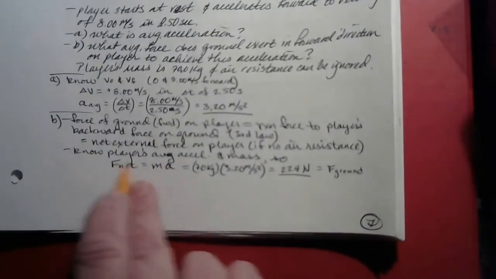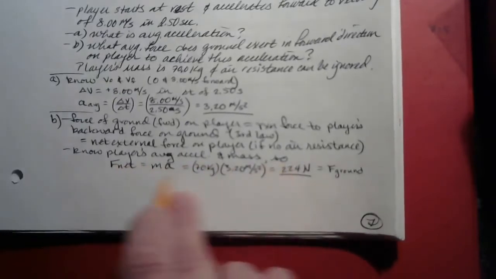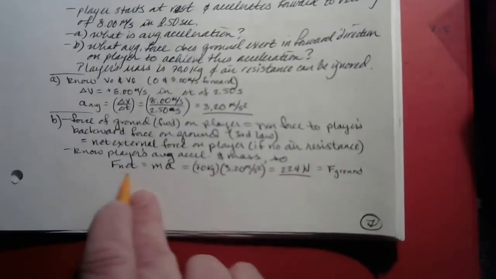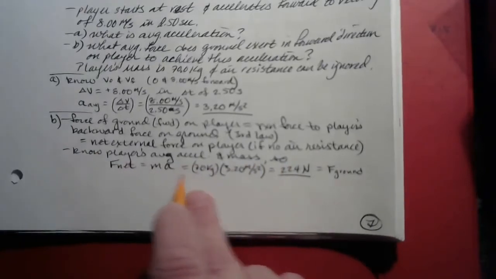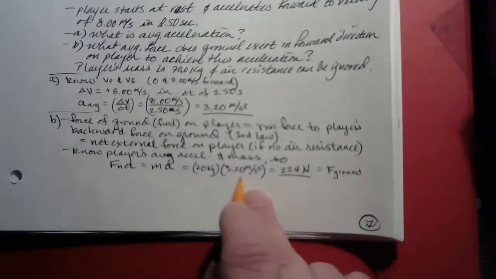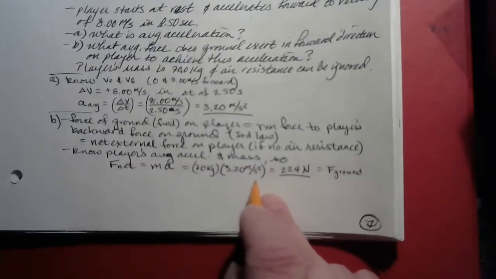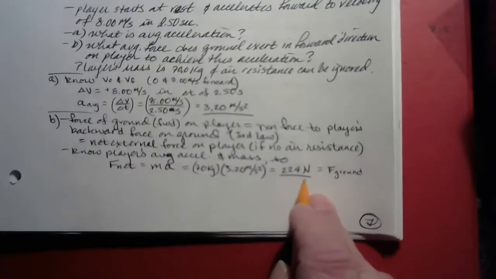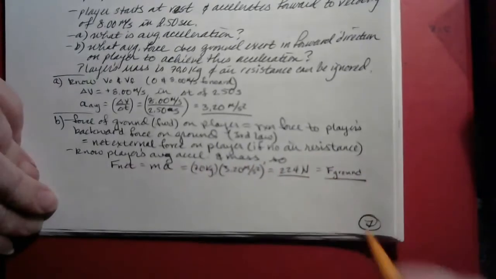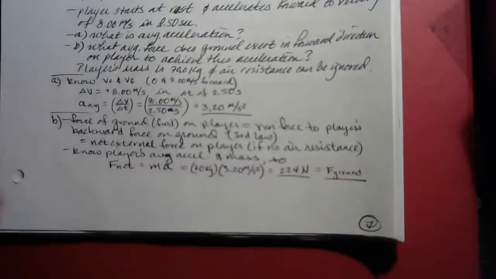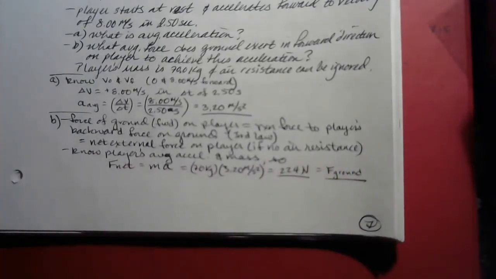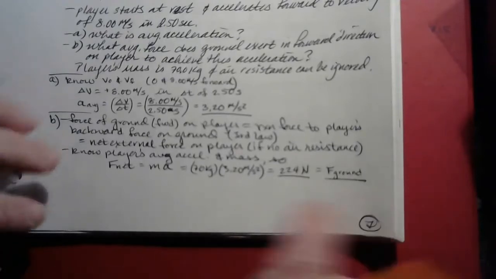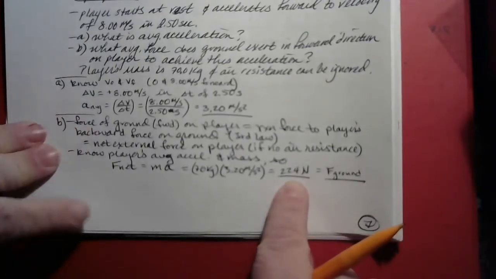And so we know the player's average acceleration and mass. So we know that the net force on the player is just mass times acceleration, which is going to be 70 kilograms times 3.20 meters per second squared, which would be 224 newtons. And that is the force that the ground exerts on the player, because again, the only outside force on the player, other than wind resistance, is the force of the ground pushing the player forward. So we know the magnitude right away, 224 newtons.